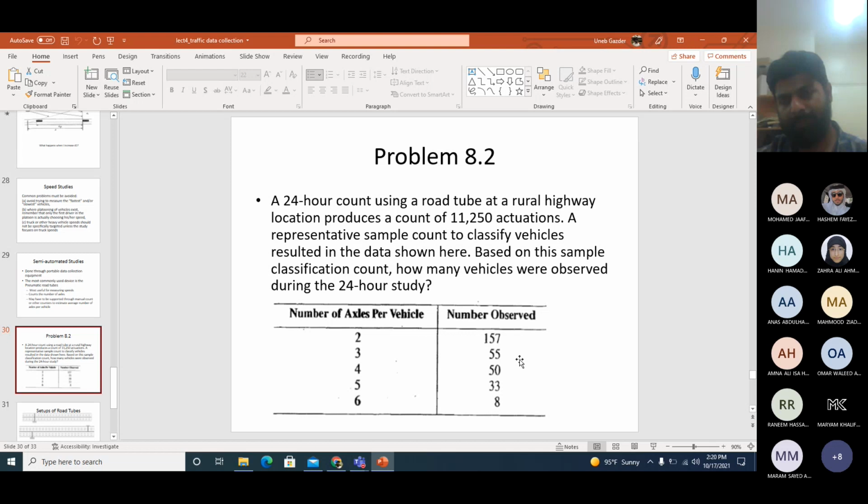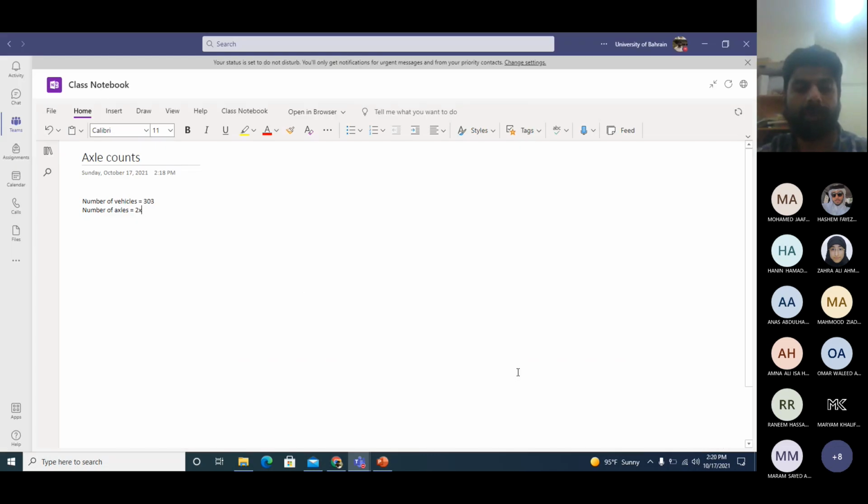So how many axes did these 55 vehicles have? 3 into 55. So for number of axes observed, I'm not talking about the categories of the number of axes. I'm talking about the number of axes which actually passed in front of me when I was doing this manual study. So I have to take the number of axes and multiply with the number of vehicles of that category. So I will do 2 into 157 plus 3 into 55 plus 4 into 50 plus 5 into 33, and so on.